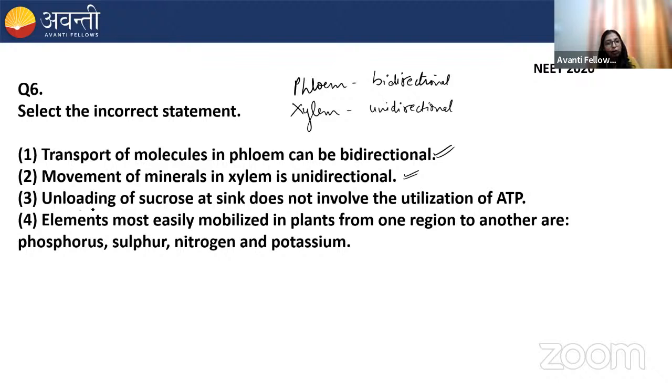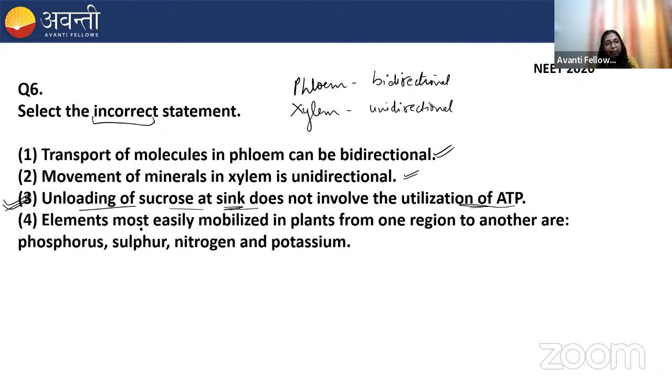Number 3 says unloading of sucrose at sink does not involve the utilization of ATP. Beta, unloading and loading both are active processes. That means they both require ATP. But this option says that unloading of sucrose at sink does not involve the utilization of ATP. So this is the incorrect statement, and the correct option with respect to the question, because the question is asking about the incorrect statement.